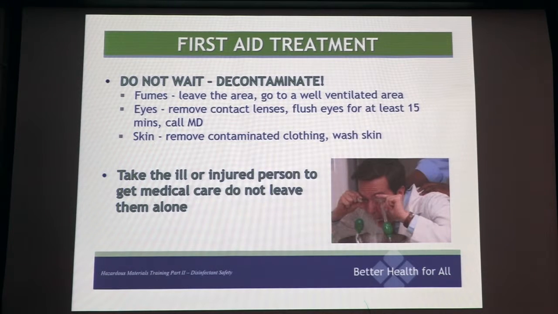Take the injured or ill person to medical care. Don't leave them alone. They should first go to employee health. If employee health is closed, then go to the emergency department.